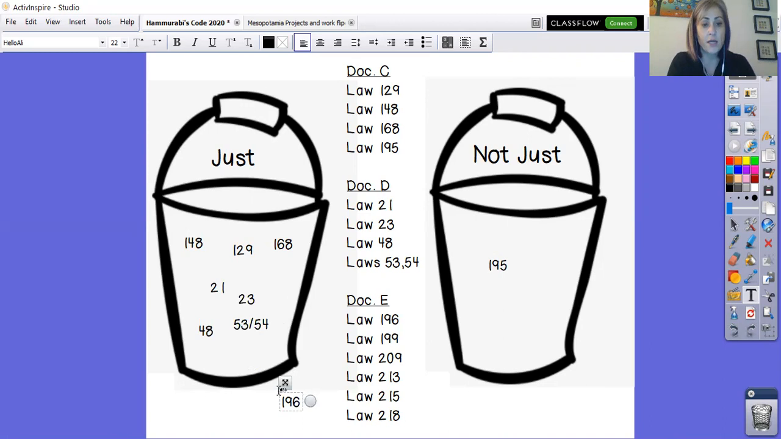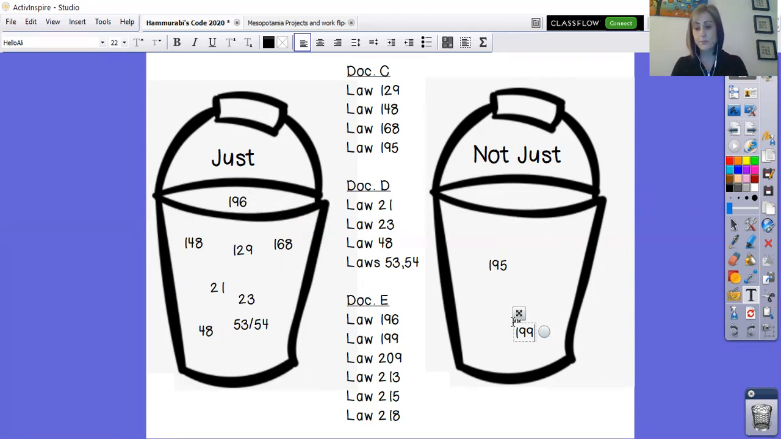Is it going to go in just, unjust? We don't know. Which one? So I'm going to put it there. Law 199. If he's knocked out the eye of a slave, he shall pay half the value. So let's say I'm like, yeah, no, that's not just. It should be the same. So let's say I'm going to put 199 in not just. Okay, and you have your opinion. You get to choose which bucket you want to put it in.